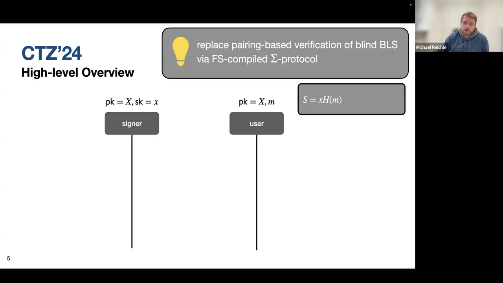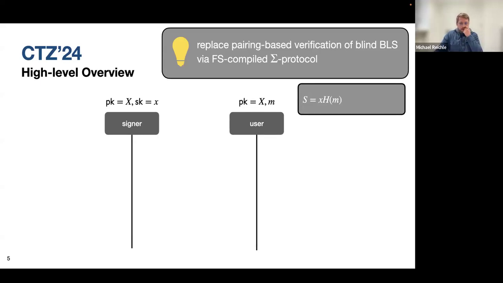Essentially, BLS is a very compact blind signature from pairings. The signature has the form X times H of M, if we write the group additively, where X is the discrete log of the public key and H is just a random oracle.